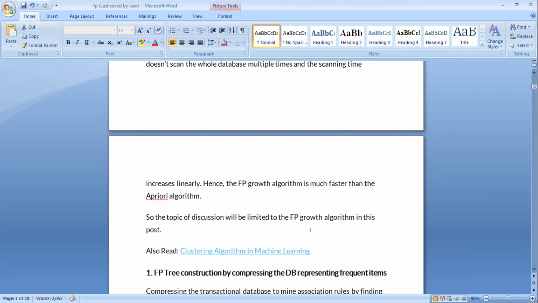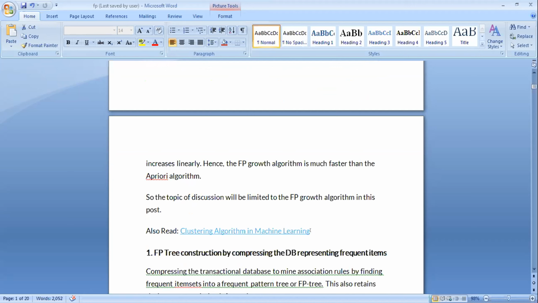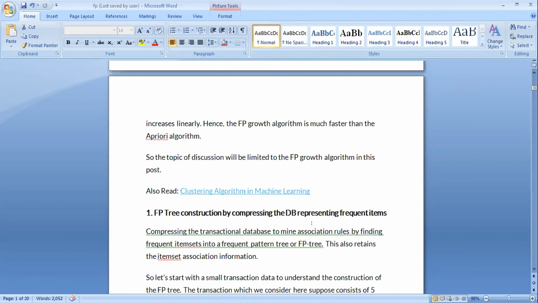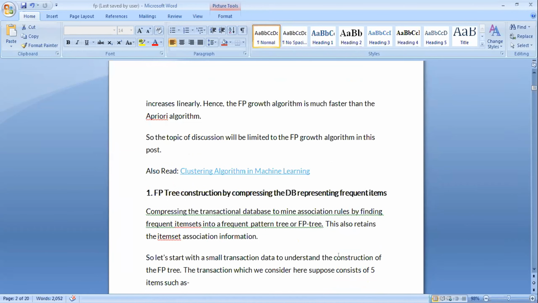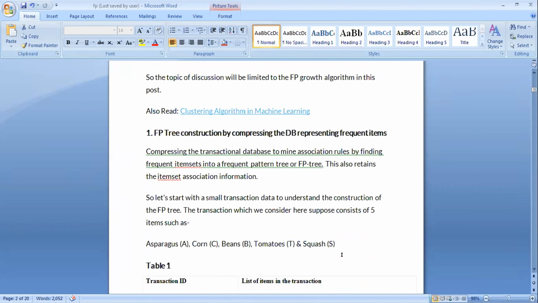Now I want to show how you can implement the FP growth algorithm. Simply, you can implement it with the FP tree, that is the frequent pattern tree. It compresses the transaction database to mine the association rules by finding the frequent item sets into a frequent pattern tree, or FP tree. So let us see the example here.